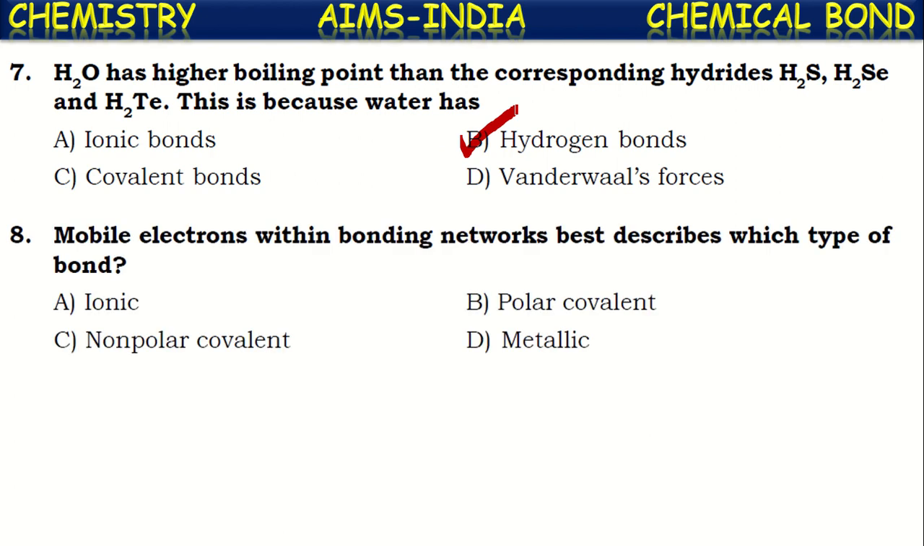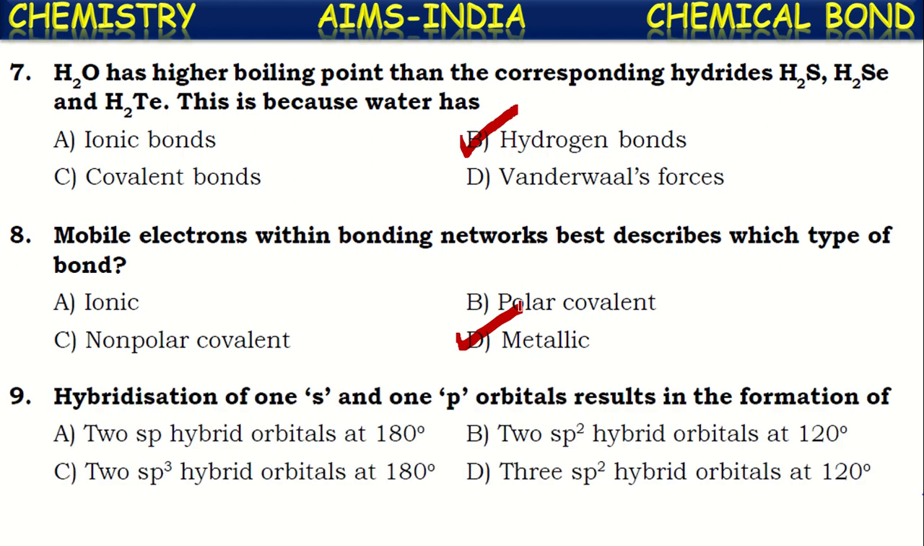Next one. Mobile electrons within bonding networks best describes which type of bond? So mobile electrons within the bonding networks represent a metallic bond. We know that in metallic bond formation all the metal ions are surrounded by a mobile electron cloud around them. So that represents metallic bonding.